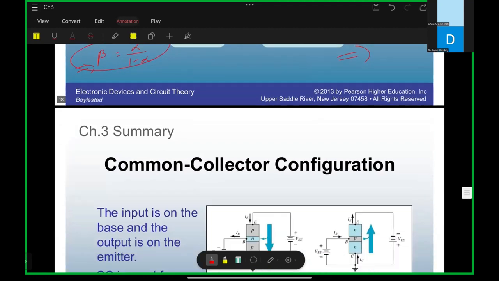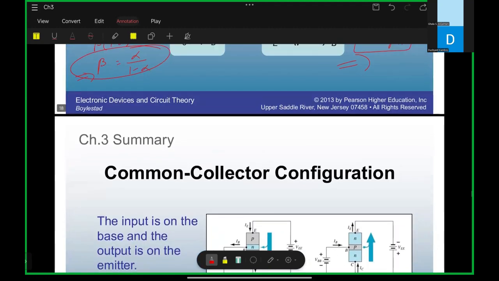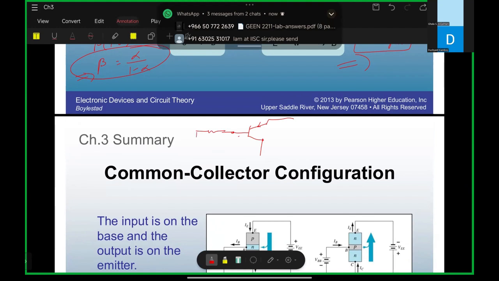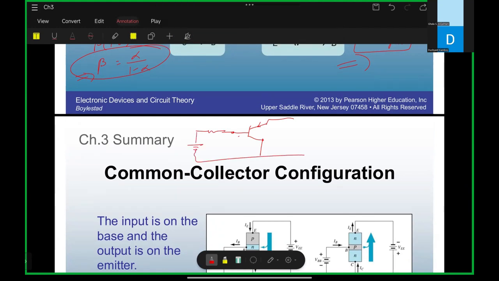Okay, let us move. The last configuration is the common collector configuration. Inside the common collector configuration, what is happening? Your collector terminal is common. Generally, we will give the input to the base, and we are taking output at the emitter terminal. So this is VCE, RE, emitter terminal is here, and collector is common. We are giving the input at the base. So this is your VCB, right, like this.